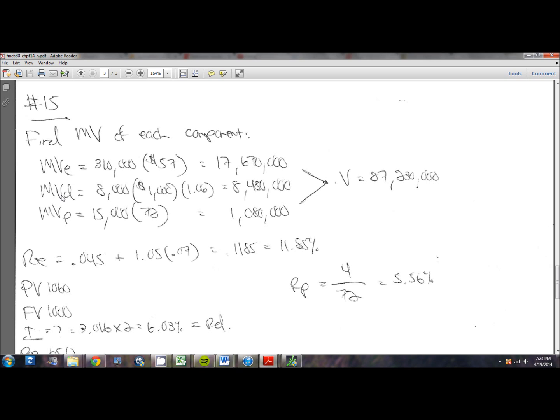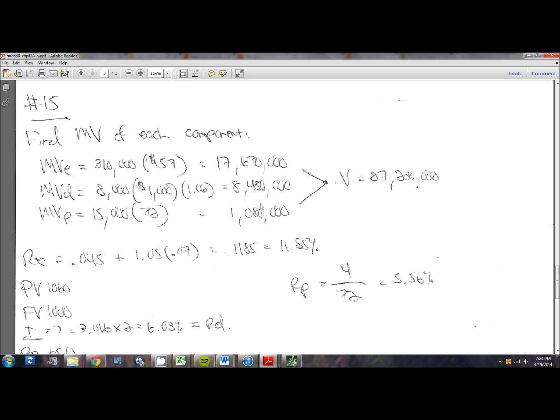Market value of debt, again, as we talked about in class, is number of bonds times par value per bond times current quote of the bond. So you have 8,000 bonds, each for $1,000, and their current quote is 106. So that gives you almost 8.5 million on the market value of debt. And then finally, preferred stock is found in exactly the same manner as common stock, by the number of shares times the current price per share. So that gives you a little over $1 million.